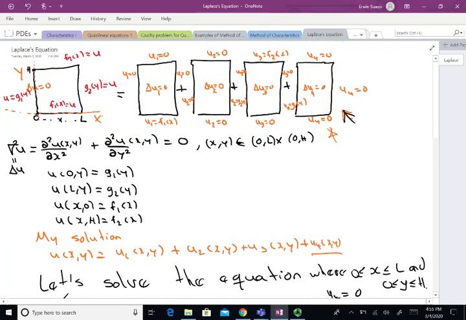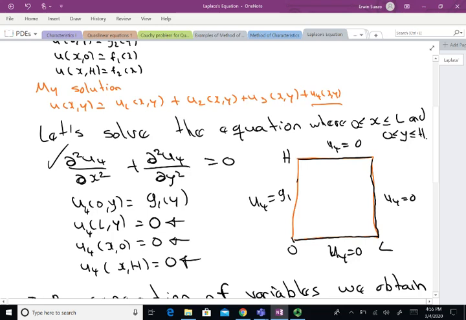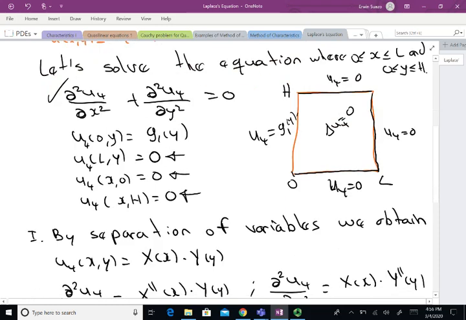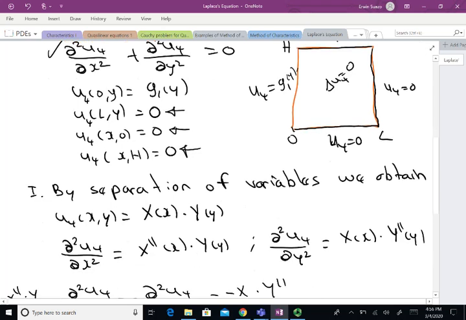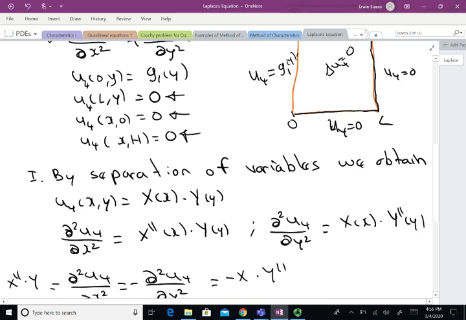So for number 4 we have the following. On x equals 0 we have u4 equals g1 of y, and on this side we have 0, on this side we have 0, on this side we have 0. And inside we have the Laplace equation equal to 0. This equation is also called the potential equation. It's very important in electrodynamics. So as always, we start with separation of variables.